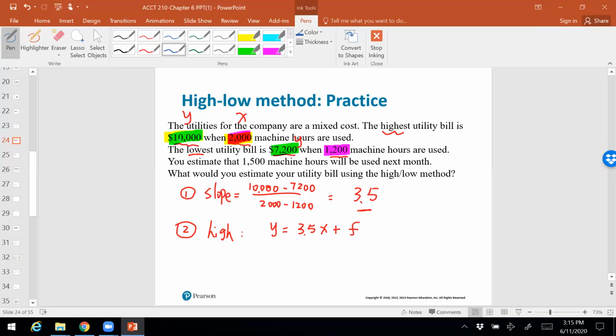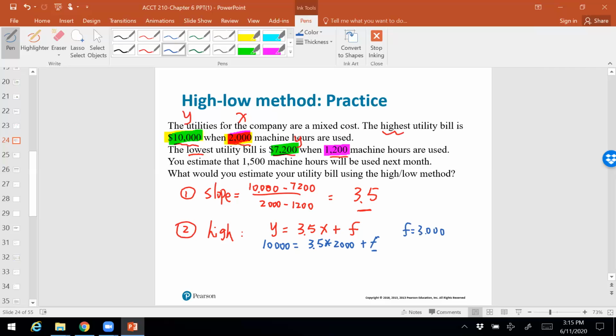So when it's high, my y is 10,000 equals 3.5 times my x, which is 2,000, and then plus my fixed. So you can see from here, I don't need my calculator. This will be 7,000. 10,000 equals 7,000 plus my F. So my fixed will be 3,000. I believe this is the right answer.